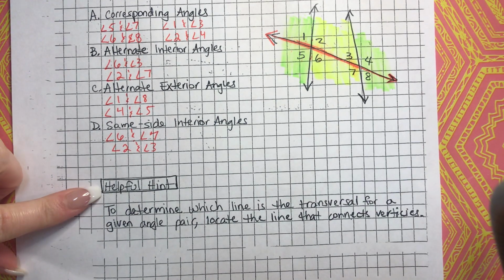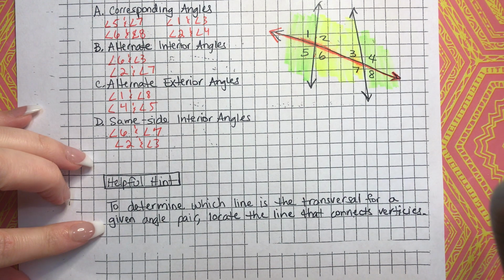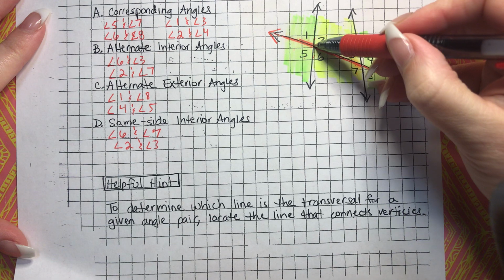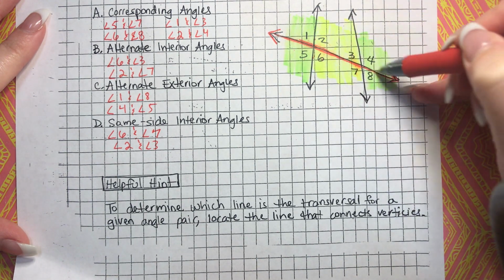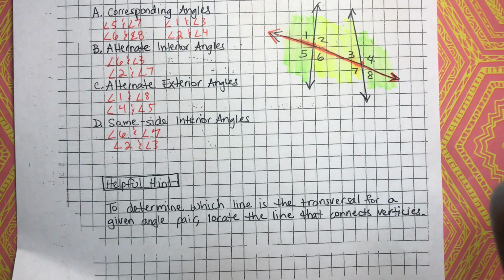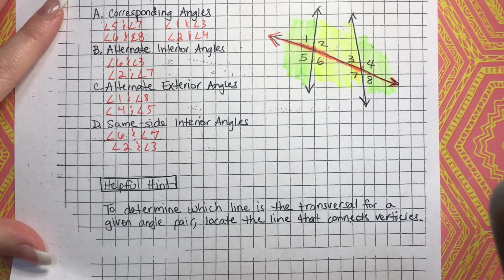And a helpful hint: to determine which line is a transversal for a given angle pair, locate the line that connects the vertices. So here we have a vertex here, and this is the line that connects both of those vertices. So that's just a helpful hint. So yeah, all right, that's it for example 2. We'll see you in a little bit for example 3.